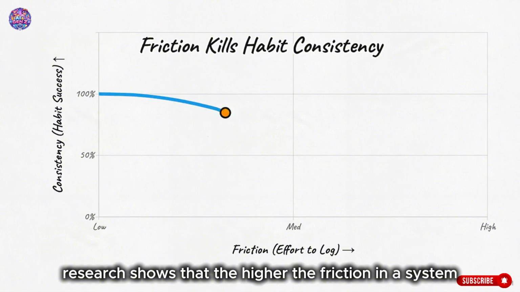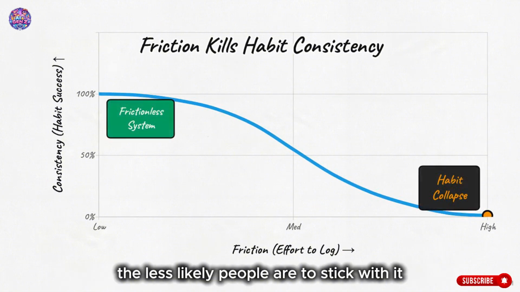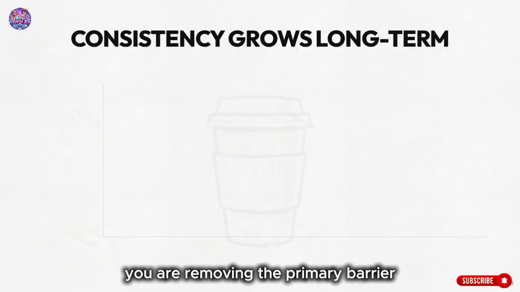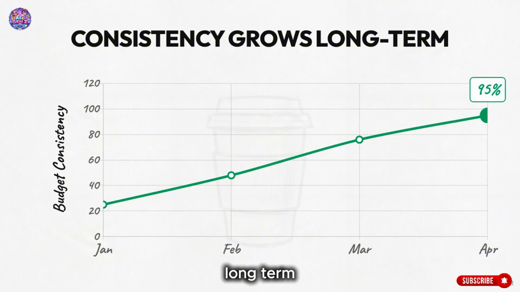Research shows that the higher the friction in a system, the less likely people are to stick with it. By turning expense tracking into a simple text, you are removing the primary barrier to maintaining a personal budget long-term.